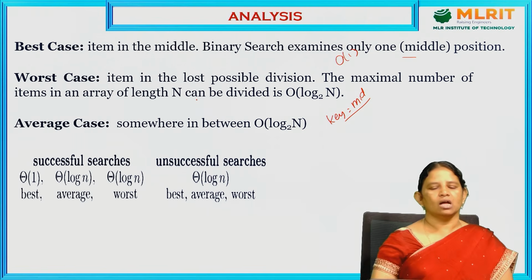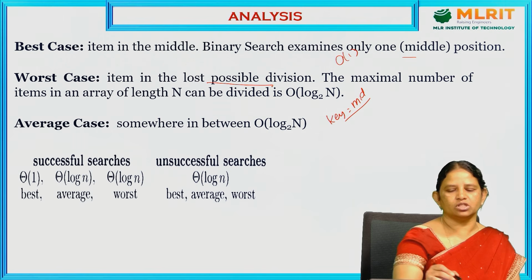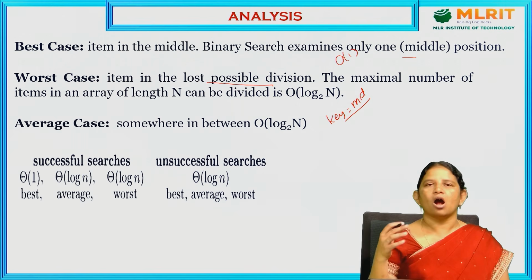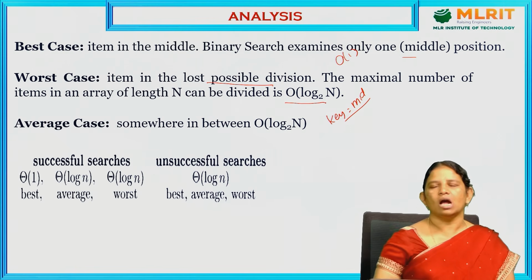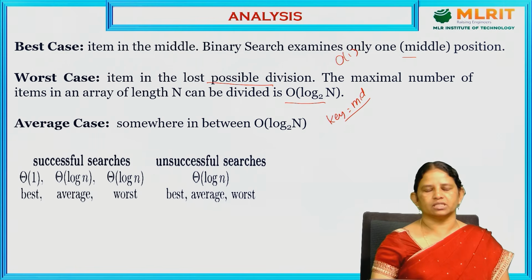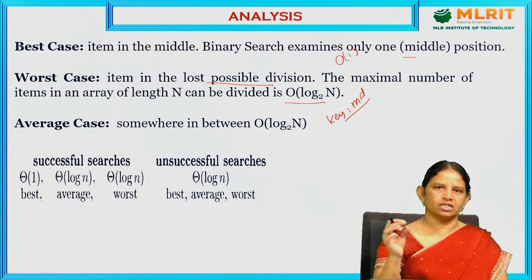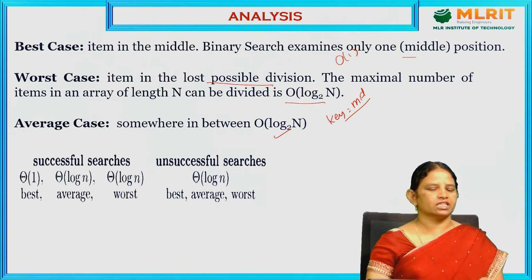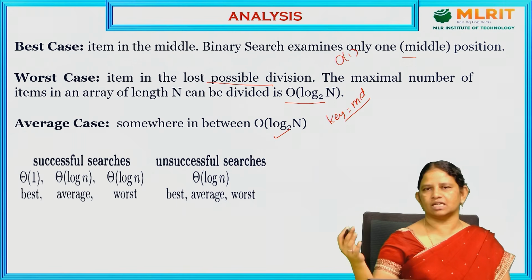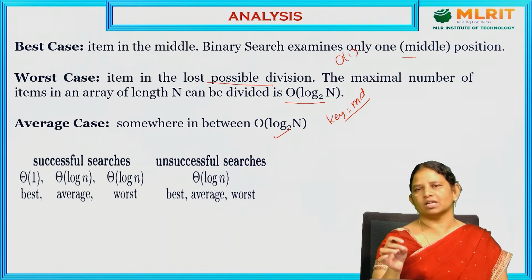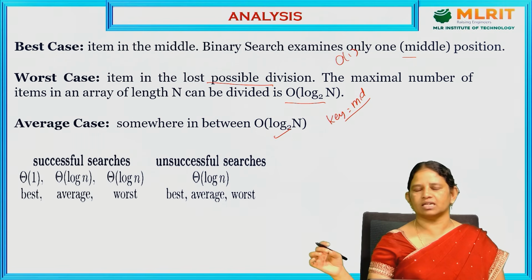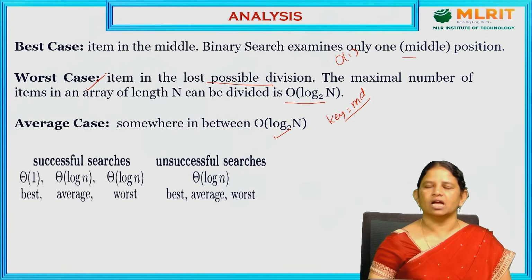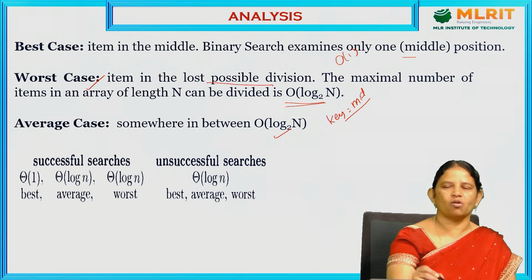Worst case means the item is in the last possible division, so we need to search each and every element in the list. The time complexity is big O of log n base 2. Average case means the element is present somewhere in the list. In the worst case, the element may be present at the last position, or the element is not found, and that is called the worst case time complexity, big O of log n base 2.